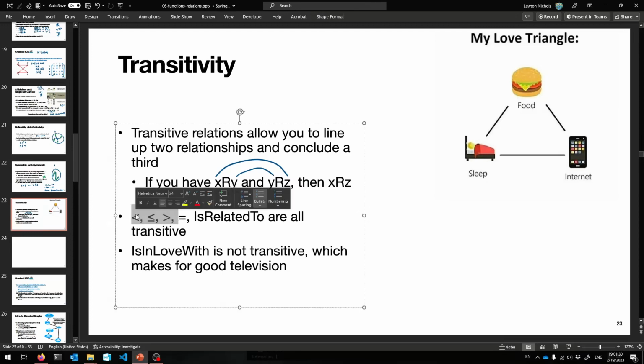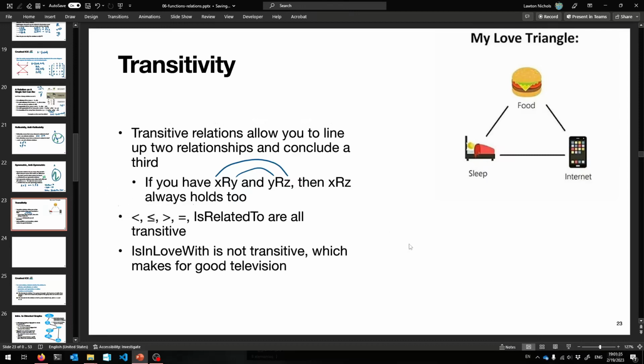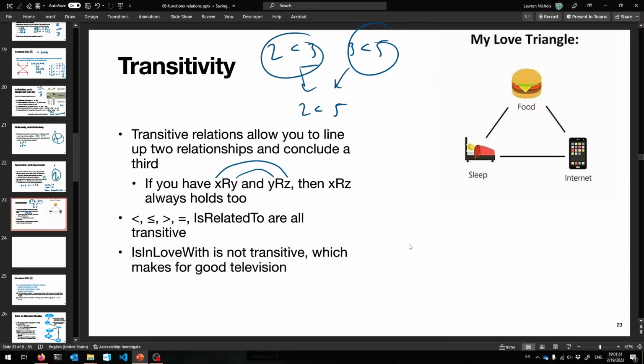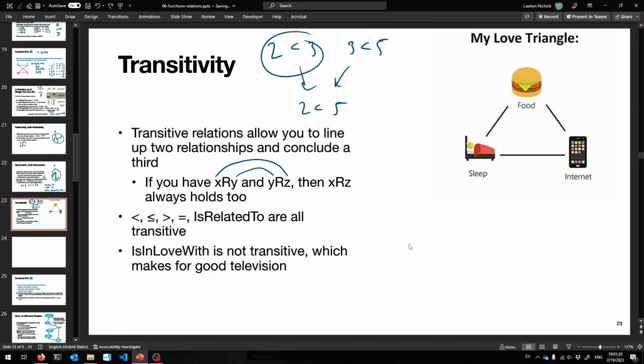Pretty much all of our comparisons are transitive relations. Here's what that means, like less than. It's a transitive relation because if you have 2 less than 3 and 3 less than 5, of course you can conclude that 2 is less than 5. Do you see how that works? That's transitivity. It makes obvious sense, right? I think for the rest of these, you can convince yourself that the relationships are transitive.